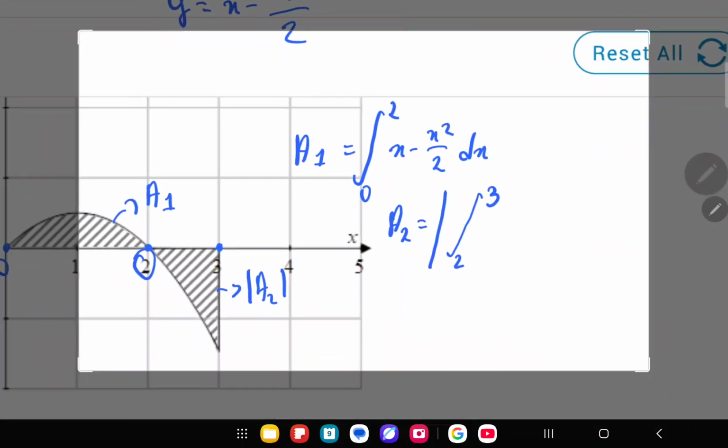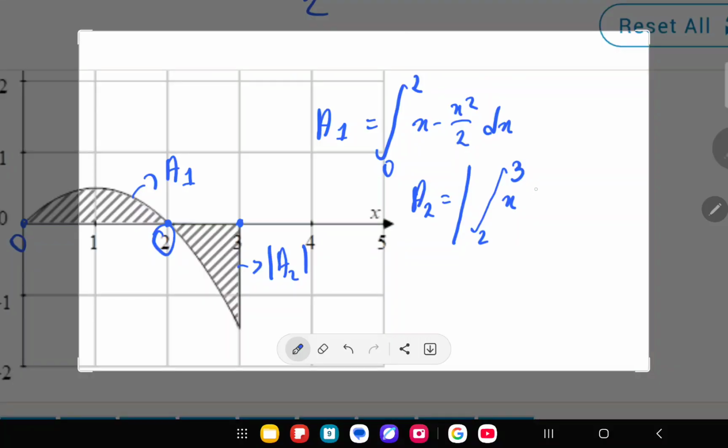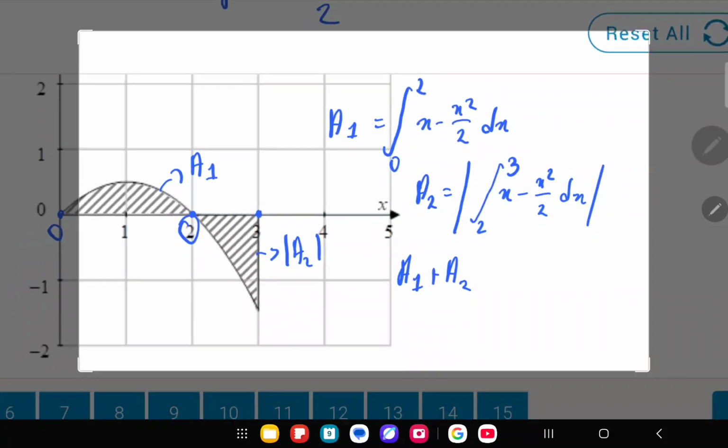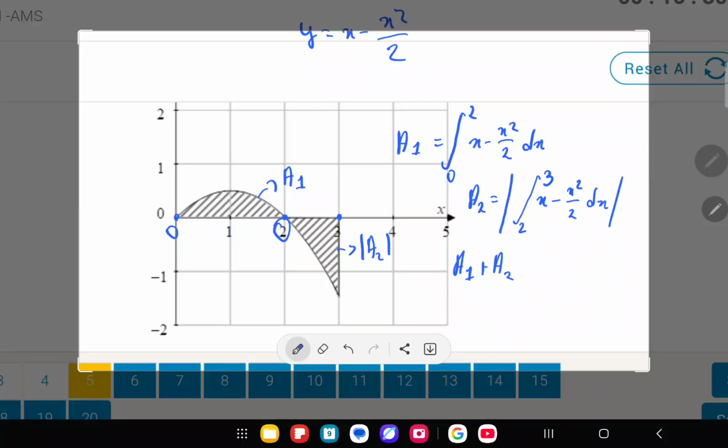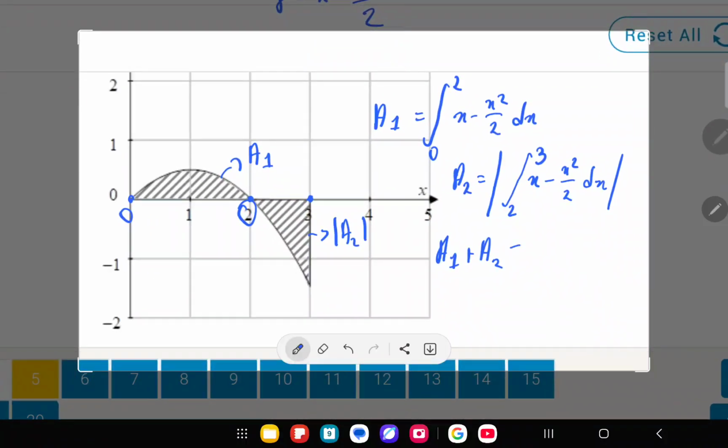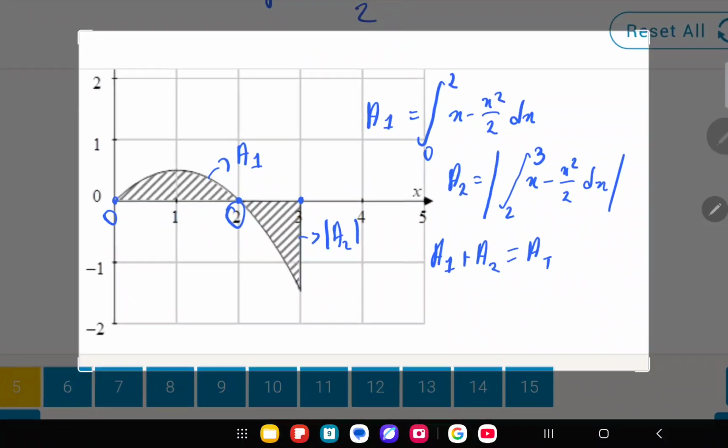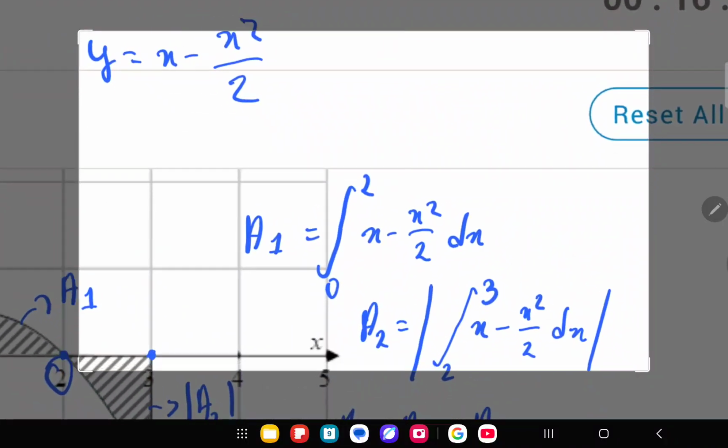It will be 2 to 3, and then the same formula, x minus x squared over 2 dx. And then you just add A1 plus A2. Keep in mind, they were already asking for the total area of both shaded regions. A1 plus A2 is equal to the A total. Okay, let's first integrate the inside and then we'll substitute.